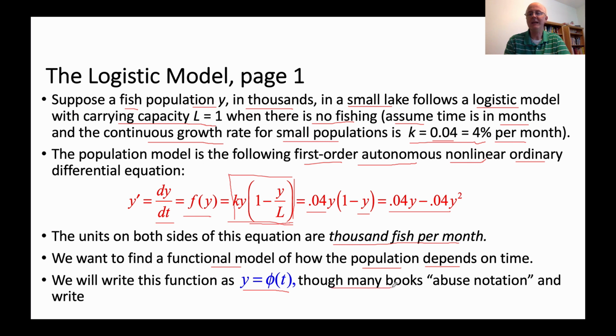You should be aware that many textbooks abuse notation here and write y equals y of t. That's not ideal notation because it's using the same letter y to represent both a variable name and a function name. That's what our textbook does, by the way, for my students. But this is really a better notation. Here we are emphasizing y as a variable, but phi is just a function name. Y has units of thousands of fish, but phi doesn't have units. It's not a quantity. T is still time in months.